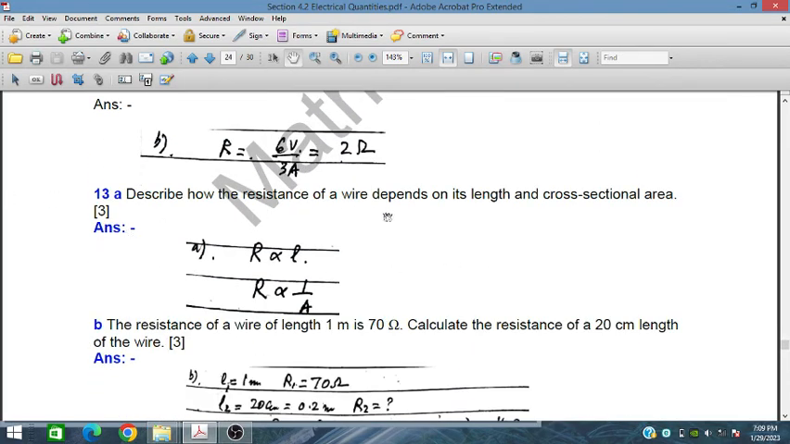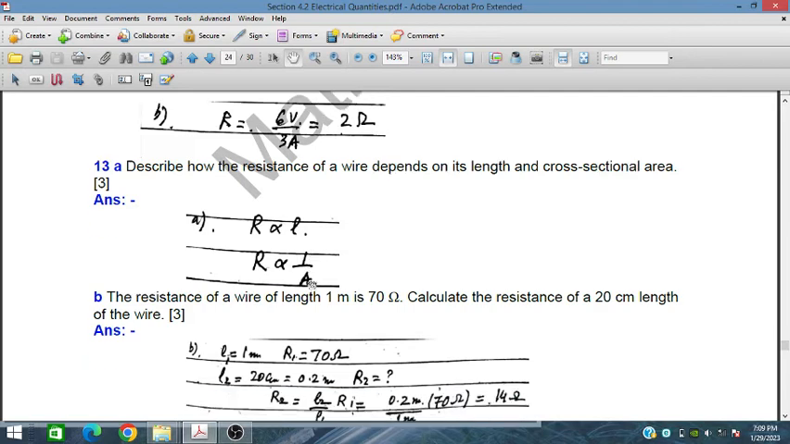Describe how the resistance of a wire depends on its length and cross-sectional area. So resistance is directly proportional to the length of the wire and inversely proportional to its cross-sectional area. This is the relation of the resistance with the wire length and its cross-sectional area.